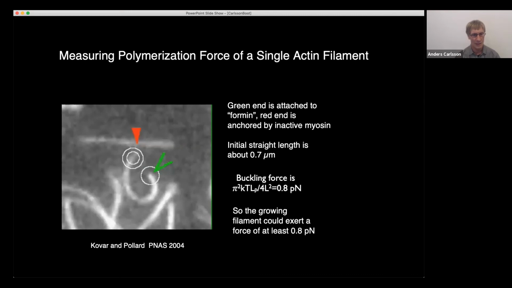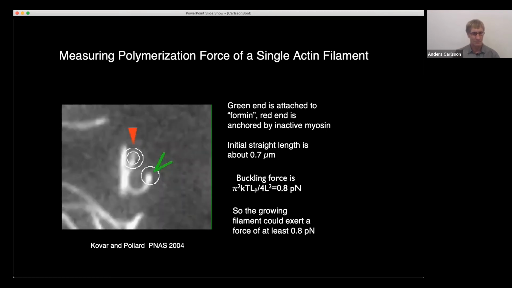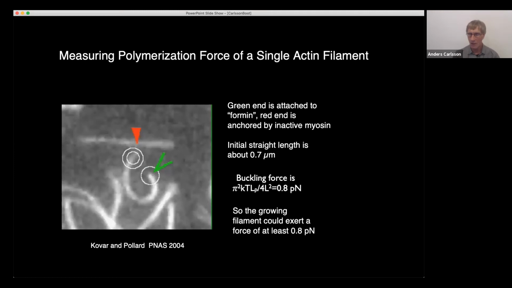Yep, there it goes, it buckles. Okay, that was really fast. So let's watch it again. Okay, so that filament is able to buckle itself. So that's not very detailed information, but it does tell us that filaments consistent with the theory can generate forces on the order of piconewtons.